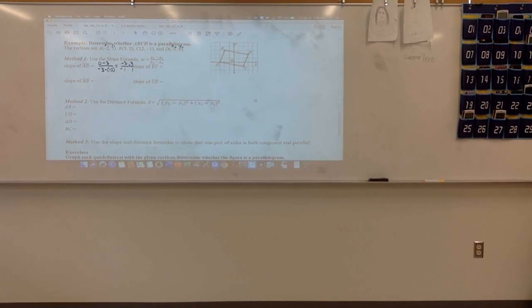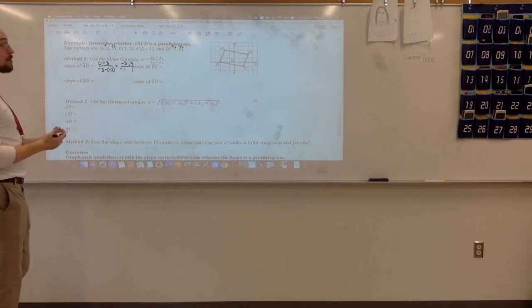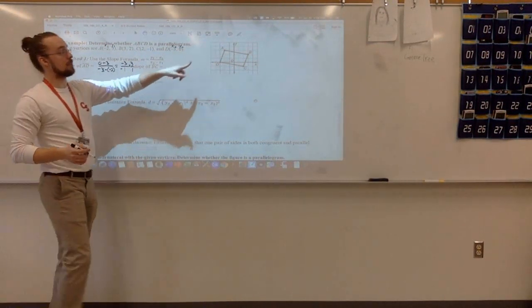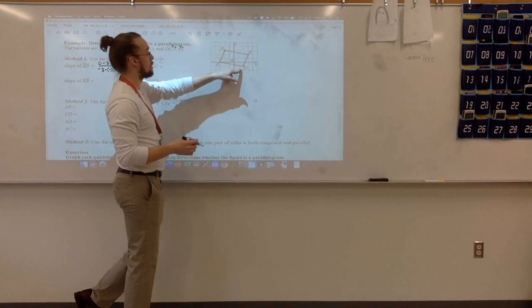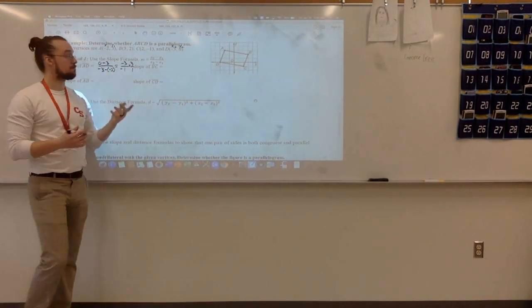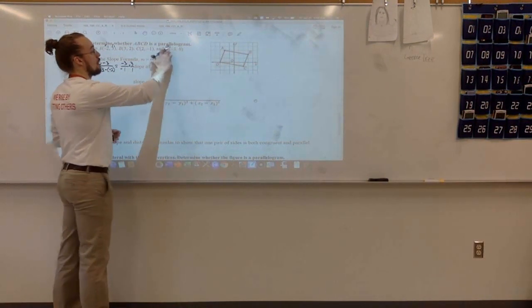Okay, so we want to do that for all 4 sides. We want to find the slope and see if opposite sides have the same slope. So we found AD. The opposite side would be BC. So once we calculate that slope, those should be the same. So let's do that.